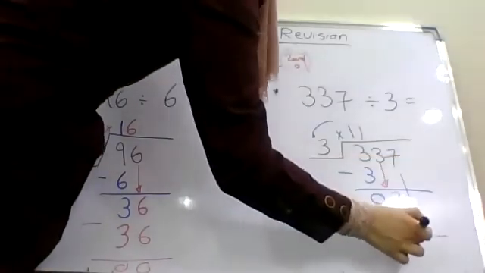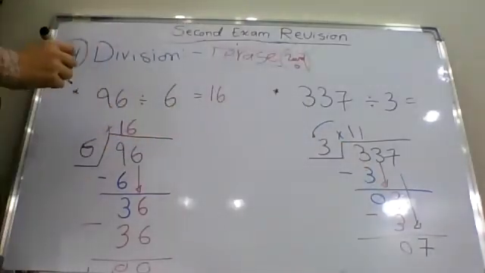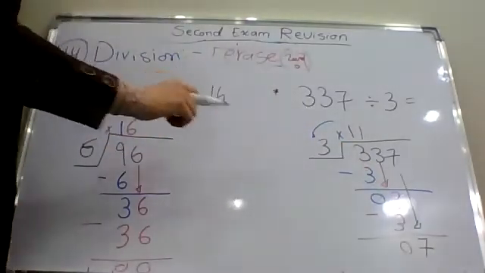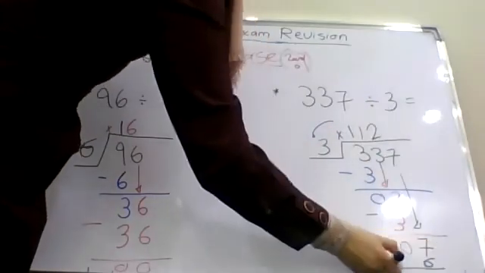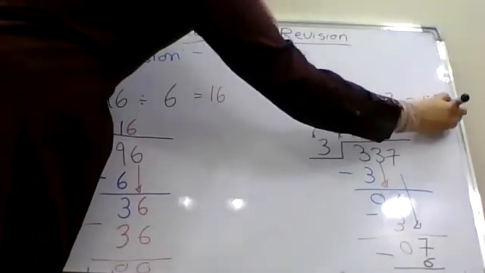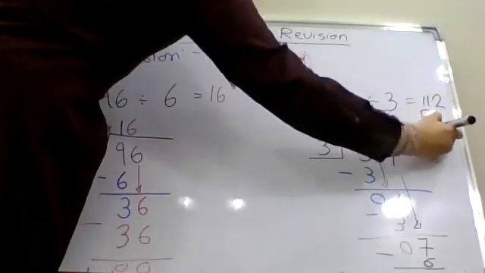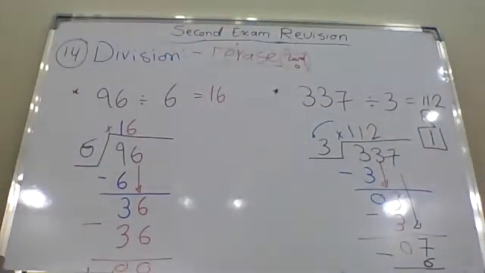We put number 7 down. How many 3 inside this 7? I have 2. 2 times 3 equals 6. When I take away, it's 1. So the answer is 112, and the remainder, which is 1. Okay, so the remainder is 1. We have a remainder over here.